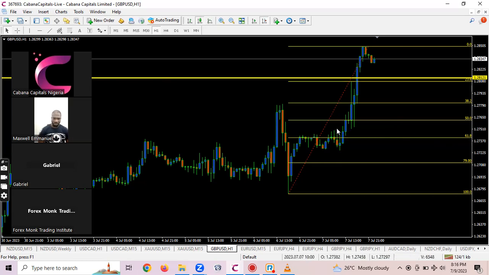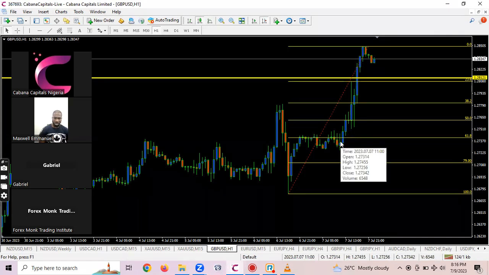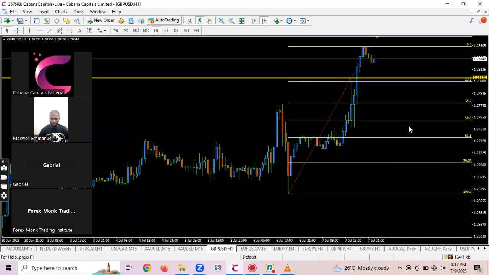Do we have any fair value gap here? This gap here has been filled, right? This gap has been filled. So I would be considering buying GBP USD around this level.